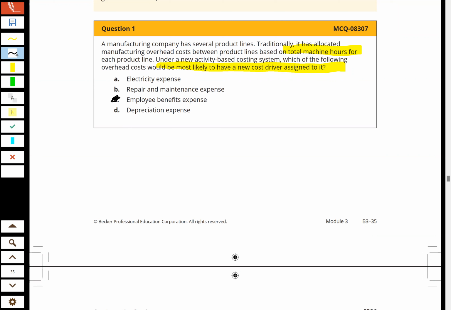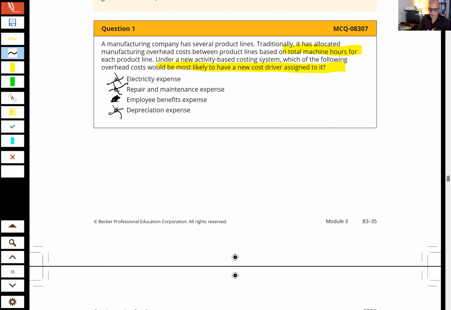Yes. Okay, well then, if that's the case, then we probably don't need a new driver for our electricity expense, because the machines probably use electricity. Do you think machines require repair and maintenance? Yes. So machine hours probably make sense there. Okay. How about depreciation expense? Do you think machines are depreciated? Yes. So machines make sense there.